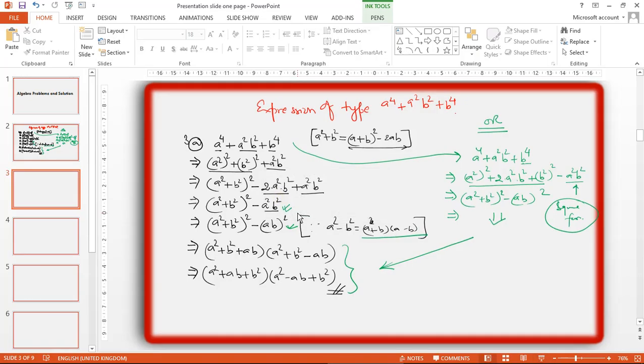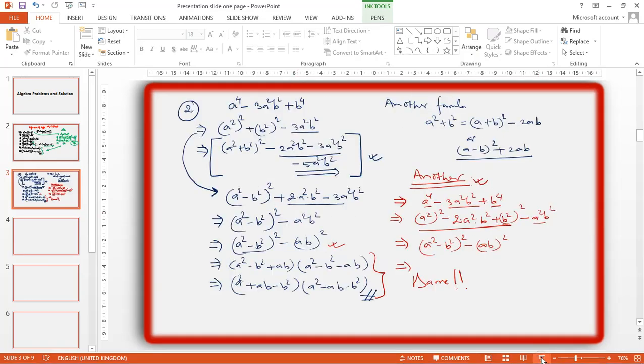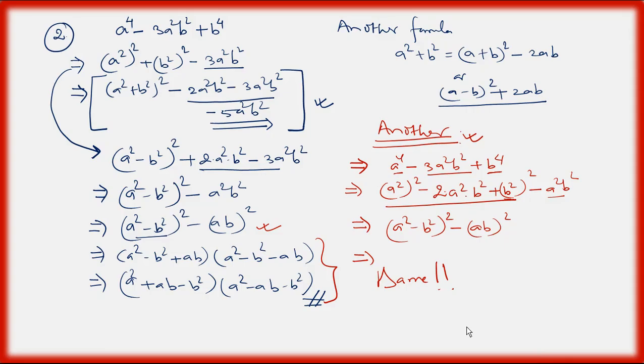Sir, yes. How did we get that minus a square b square? Which one, which step, can you ask again? Second step. This one, yes, this one.